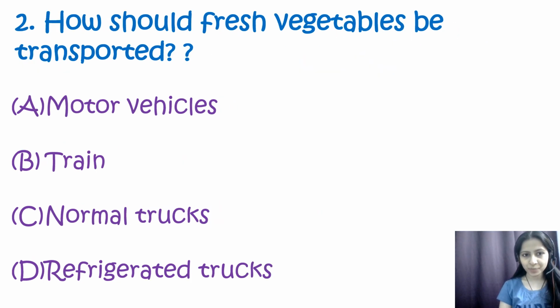So question number 2, how should fresh vegetables be transported? So options are motor vehicles, train, normal trucks and refrigerated trucks. So over here the correct option is D, that is refrigerated trucks. So fresh vegetables need to be transported in refrigerated trucks or containers to maintain their freshness and even to prevent them from spoilage. So over here the correct option is D, that is refrigerated truck.